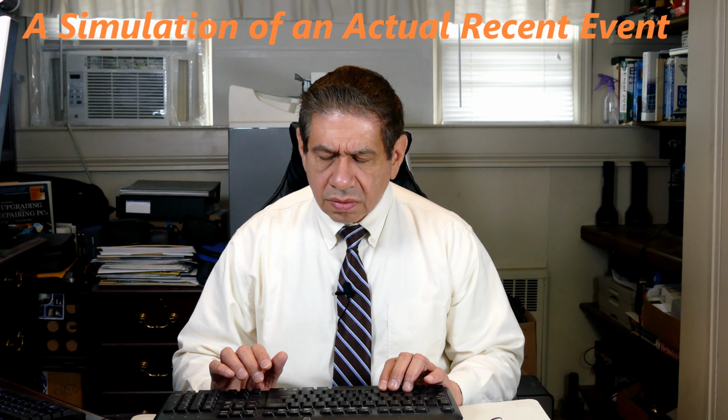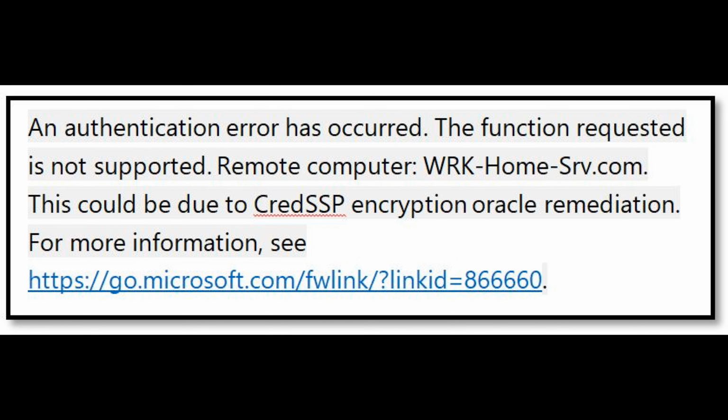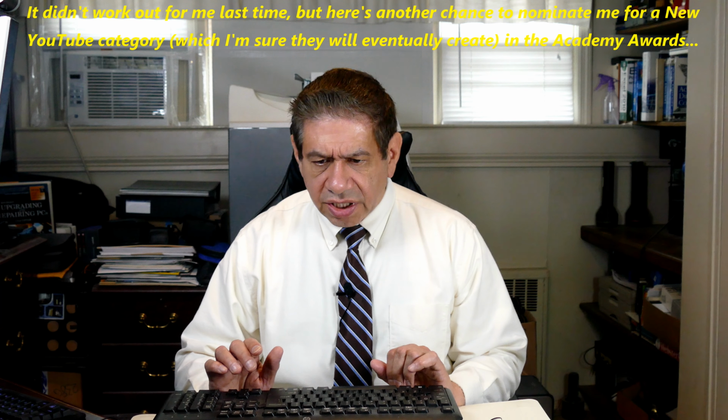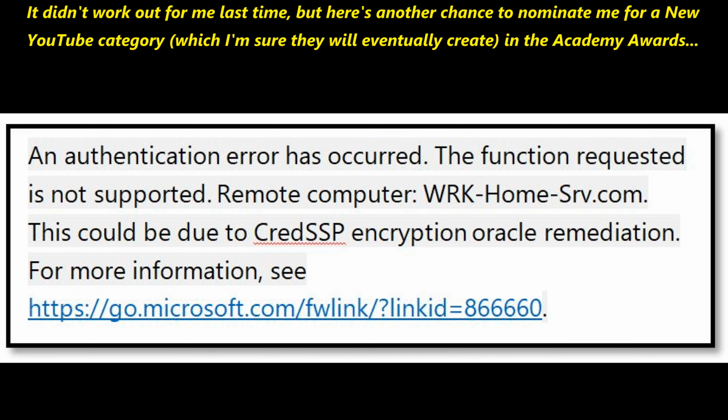What's that? An authentication error has occurred. Function requested is not supported. Remote computer work home service, that's where I'm connected, I hope. This could be due to CredSSP encryption Oracle access. That's strange. It was working yesterday when I was using this. What's going on? Let me click on that link there, see what we get.